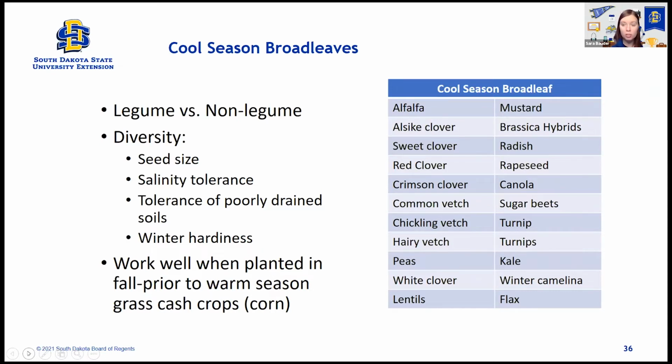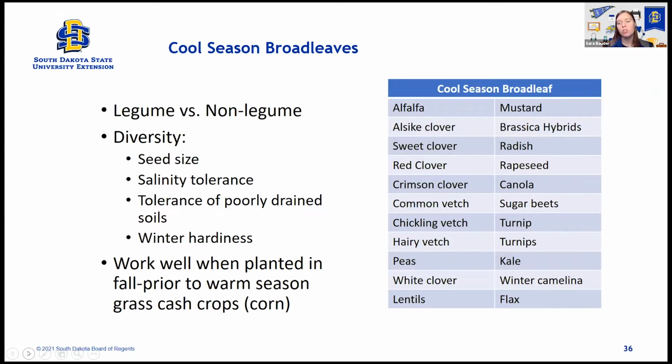Some of these are going to have more salinity tolerance than others, just naturally, or tolerance to poorly drained soils. If you've got some wet soils, you're going to want to consider that when you're making a selection. And then, of course, winter hardiness. I should be giving you some examples. Like rye, for example, that's not a broadleaf, but in this case, you just want to consider what can handle the winter if you really want something to overwinter.